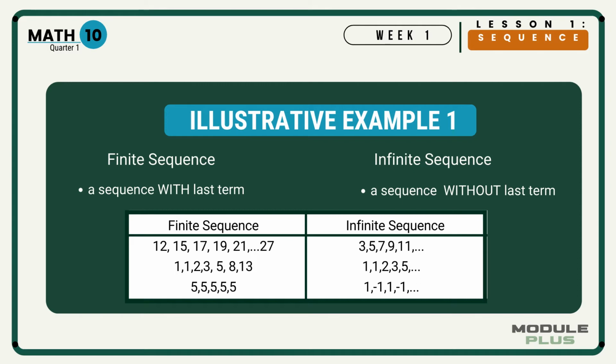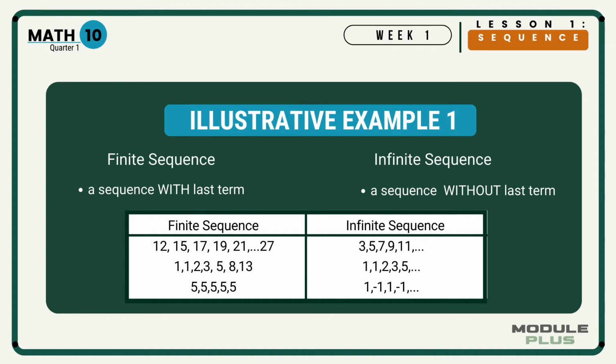For the examples of infinite sequence, we have 3, 5, 7, 9, 11, up to infinity. The next one is 1, 1, 2, 3, 5, again up to infinity. And the last and third example is 1, negative 1, 1, negative 1, and again up to infinity. All of them don't have a last term. It usually ends with three dots signifying that it's infinite.